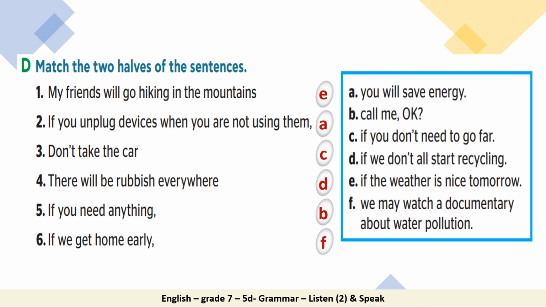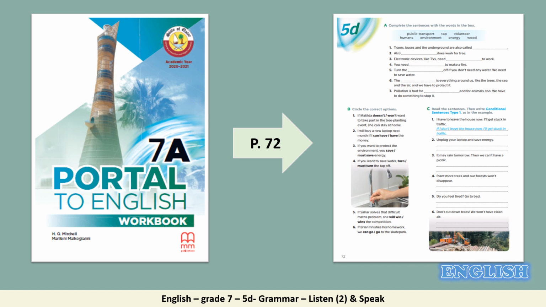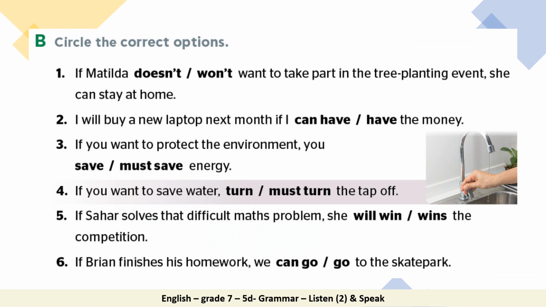Well done, everyone. Let's now practice conditional sentences type 1 by answering some of the activities in the workbook. Please open your workbooks on page 72. In activity B, you're going to circle the correct options. Let's answer sentence 1 together.